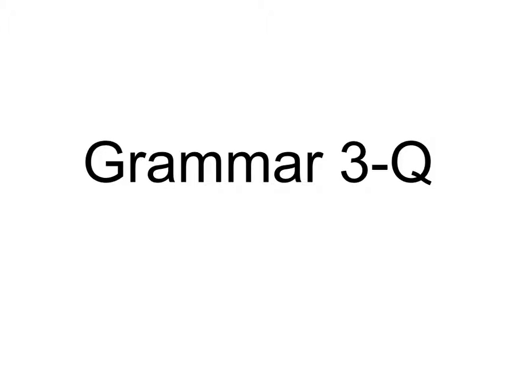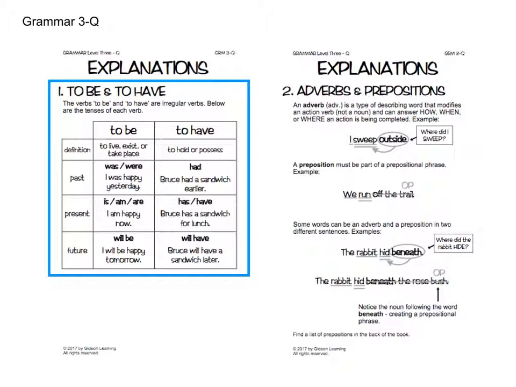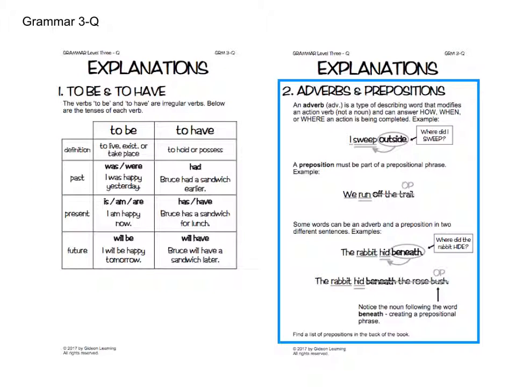Welcome to Grammar 3Q. In this book, we will be going over the verbs to be and to have, and we'll go over adverbs and prepositions. First, let's look at to be. We'll look at how to conjugate this verb.